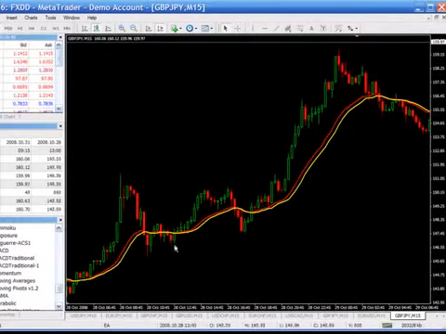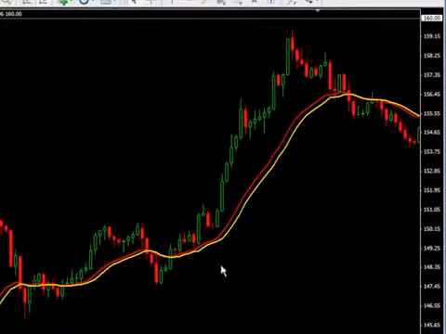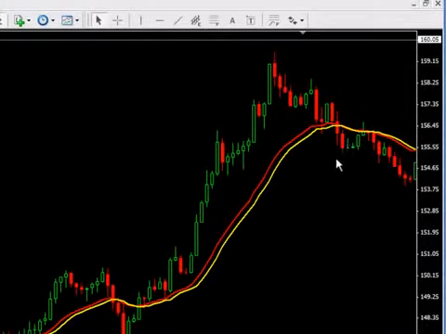So on a 15-minute chart, I've thrown up two moving averages. This is just a simple moving average cross, very basic. I'm using this as my indicator more or less to see the momentum of the market. The fast line is the red line, and the slow line is the yellow line. As soon as the fast line crosses above the slow line, I want to go ahead and buy. As soon as the fast line crosses below the slow line, I want to go ahead and sell.